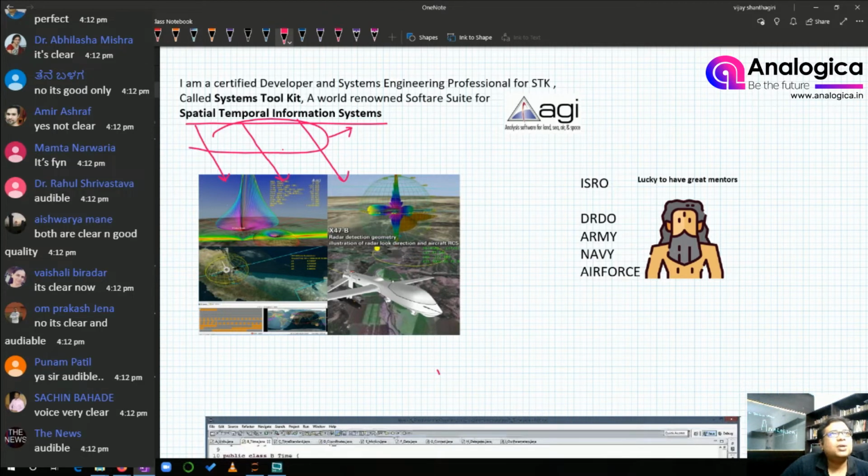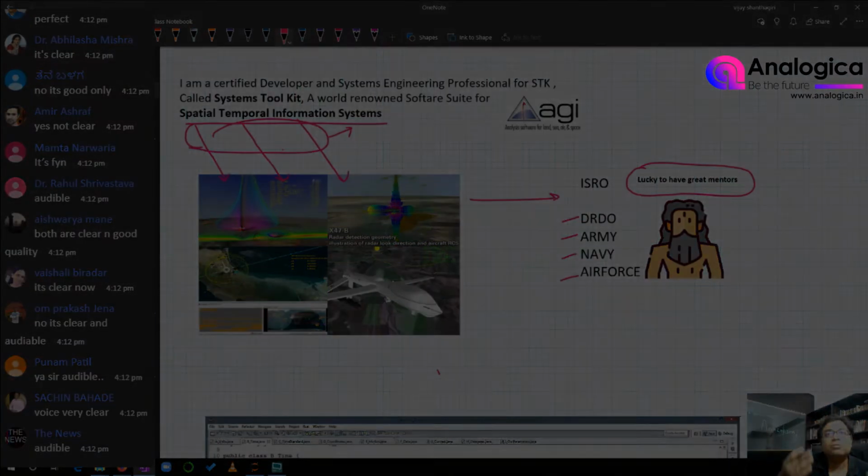So here's where I was. I was talking about the spatial temporal information system. We worked with ISRO, DRDO, and the Army, Navy, and Air Force, and the beauty of it all is that I met amazing mentors there. Everybody I met taught me something. Today, if I'm able to put together a story and talk to you and bring about my own transformation, it's because of these mentors.